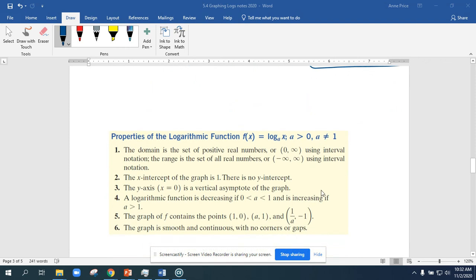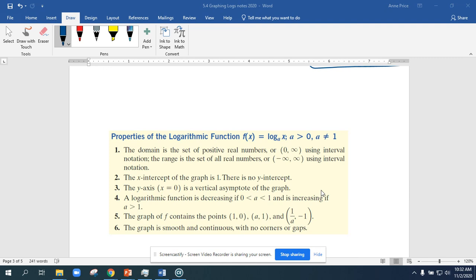So our log properties then are: log base a of x, a has to be greater than 0, a cannot equal 1. The domain is from 0 to infinity. The notation for range is negative infinity to infinity. And the x-intercept is 1. There's no y-intercept. So everything switches here. We have a vertical asymptote of 0 for logarithmic functions, and they're increasing very slowly.